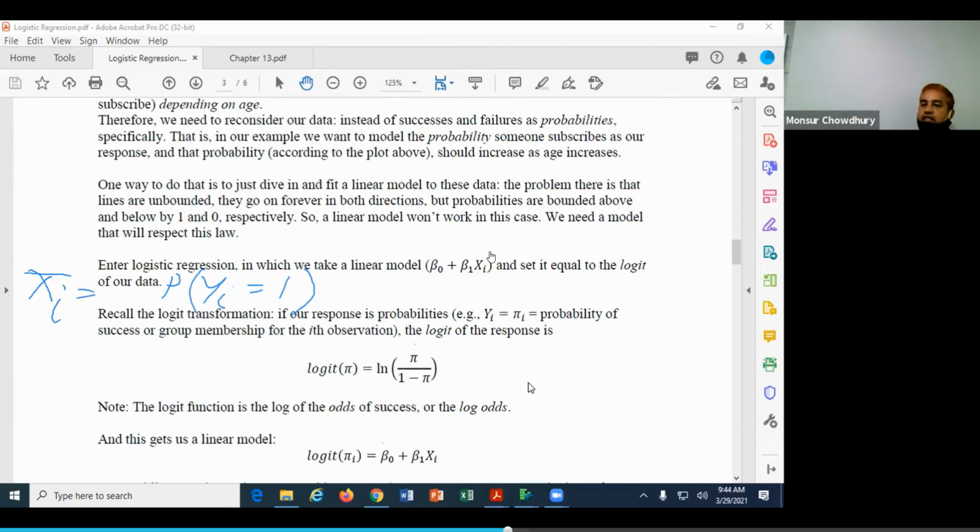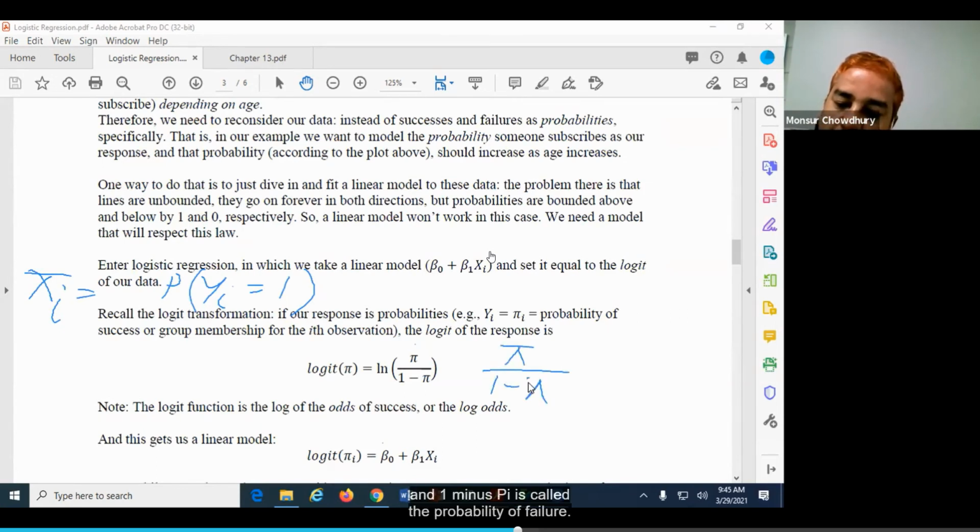Now we take the logarithm of the odds. Odds here means the probability of success divided by 1 minus the probability of success, that is, the probability of success divided by the probability of failure. So pi is the probability of success, and 1 minus pi is called the probability of failure. So what is the chance that a person will not subscribe to a newspaper? We take the ratio of these two and call it the odds.